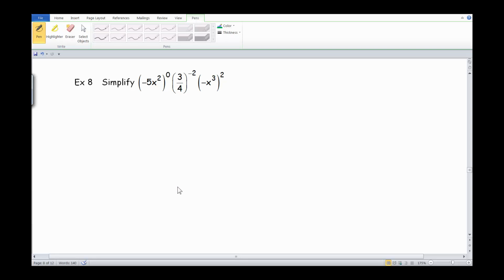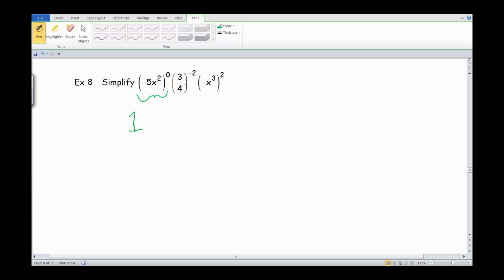Here we are at example 8 from our 5.17 notes. We're asked to simplify the following expression. Luckily, we start off with one that's kind of nice and easy. We notice that we just have this entire thing raised to the zero power. So that entire first piece, this guy right here, is just going to come out to be 1. So that's kind of nice. Something easy to start out with.